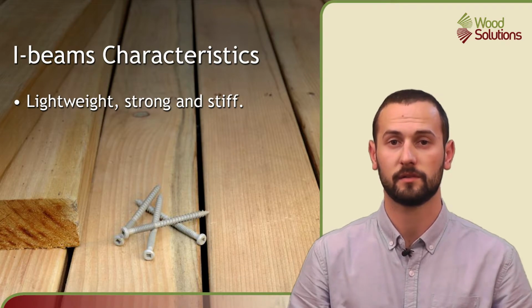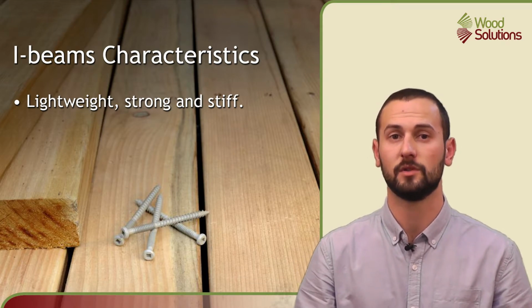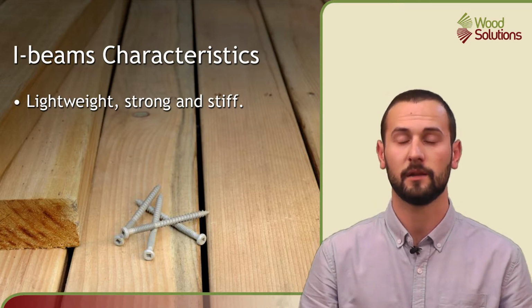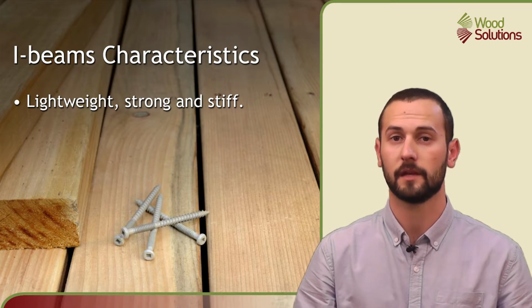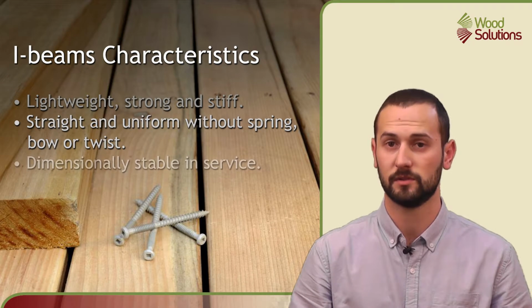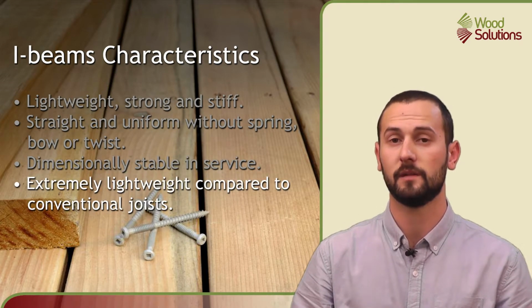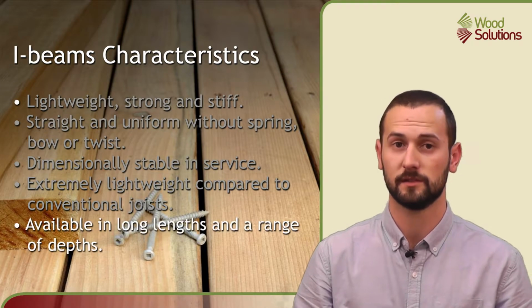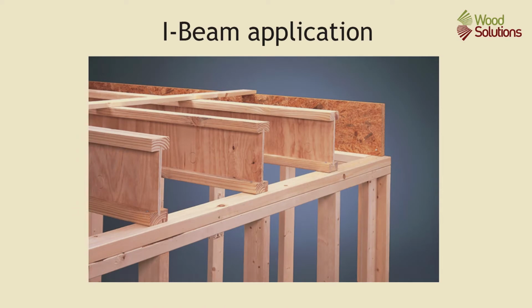I-beams have particular characteristics in construction, especially as joists in floors and as rafters or purlins in a roof. Like LVL, they are strong and stiff, but also lightweight. They are straight and uniform without spring, bow or twist, and dimensionally stable in service. They are much lighter than conventional joists and are available in long lengths and a range of thicknesses. All this makes them very cost effective. I-beams are particularly suited for upper floor construction.